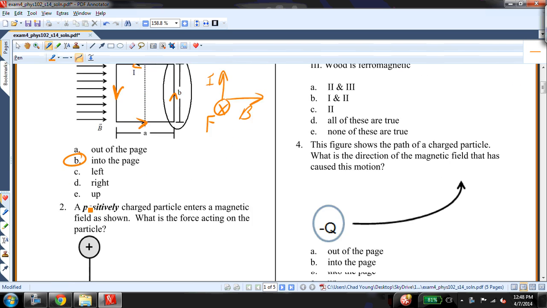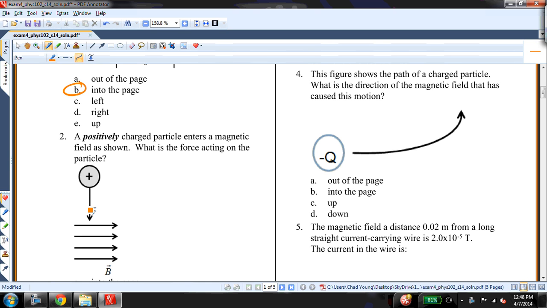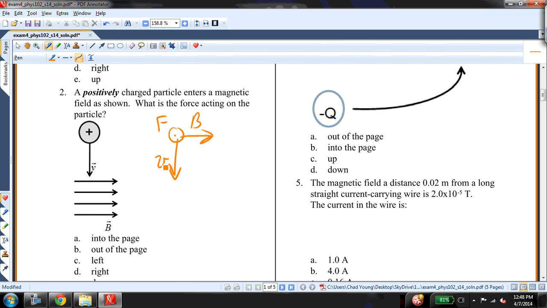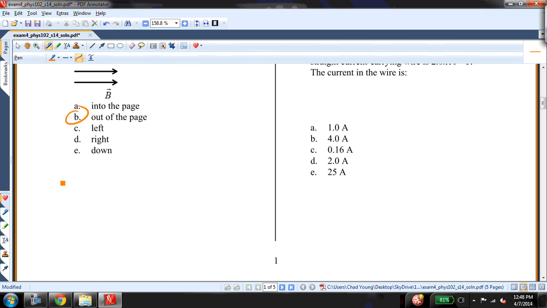That is B. A positively charged particle and its magnetic field are shown. What is the force acting on the particle? All right, well, again, V in this direction, B in this direction. We know it has to be either into or out of the page. It's going to be out of the page, the force. So B here.